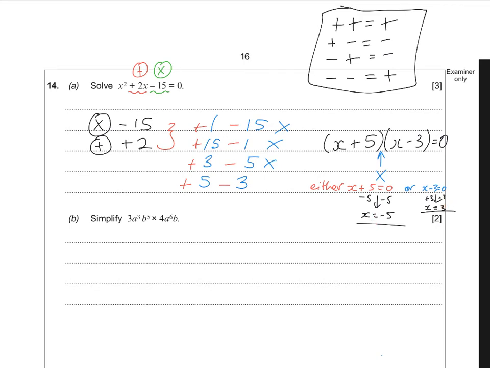The next one's a little bit more easy to solve. We're going to do the numbers times each other, so 3 times 4, which is 12. We're going to do the letters, so a cubed times by a to the power of 6 would give me a to the power of 9. And then we're going to do b to the power of 5 times b, which would be b to the power of 6.